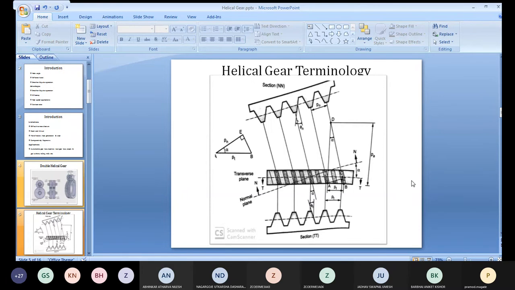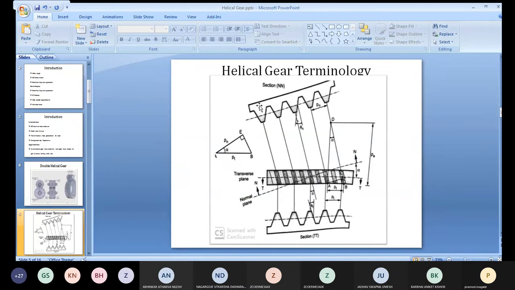Virtual teeth means imaginary teeth. See how imaginary. This is the helix angle, helical gear. The cursor I have shown. This is the helical gear. This helical tooth has an angle. That's why this is psi n. Psi n means normal pressure angle. Correct? It has a pressure angle and alpha. Alpha means helix angle. So the teeth are inclined. That's why it is shown in the inclined section NN, normal.